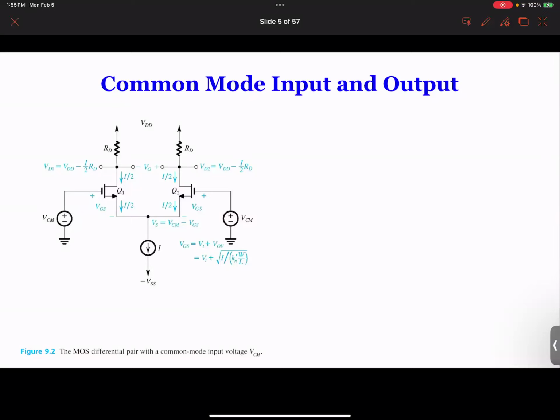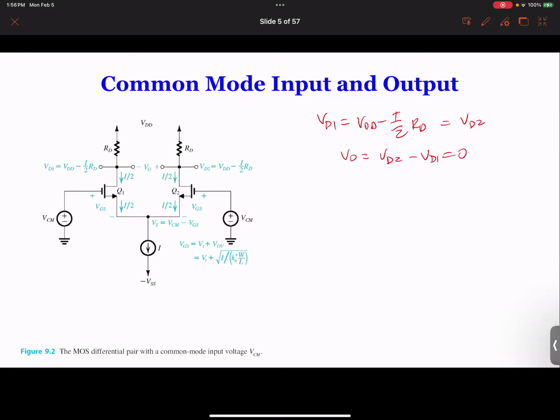So what happens with the same voltage? Because the voltage at the gate is connected to a voltage source, which in this case is a DC voltage source, it does not change. It does not change the output, because regardless of the gate voltage, you still have VD1 equal to VDD minus 1/2 I times RD, which is equal to VD2. And VD2 minus VD1 is 0. So nothing will change.